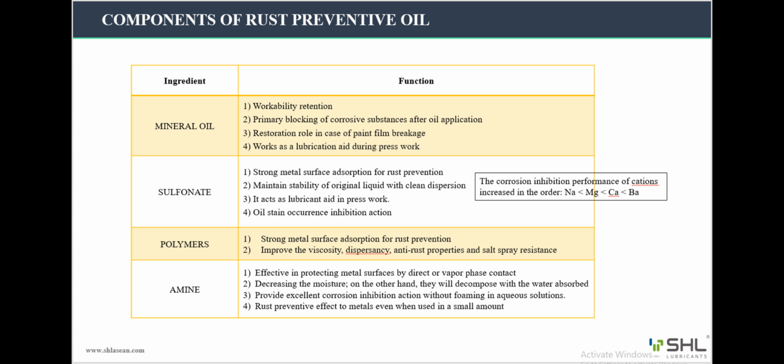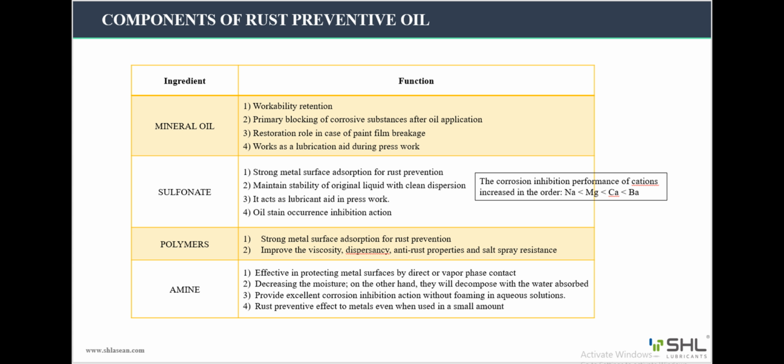Polymer is also an important ingredient in oil-based anti-rust oils. Organic polymers with many absorbent polar groups can also contribute to acting as effective corrosion inhibitors. In addition, the polymer has the ability to improve the viscosity, dispersancy, anti-rust properties, and salt spray resistance.